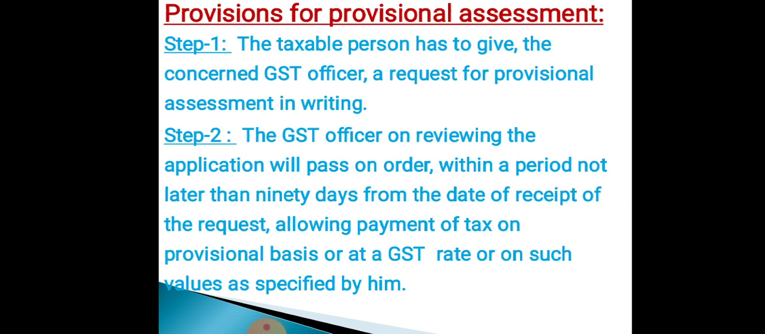Provisions of provisional assessment. Step 1: the taxable person has to give the concerned GST officer a request for provisional assessment in writing. Second step: the GST officer, on reviewing the application, will pass an order not later than 90 days from the date of receipt of the request, allowing payment of tax on a provisional basis at a GST rate or on such value as specified by him.